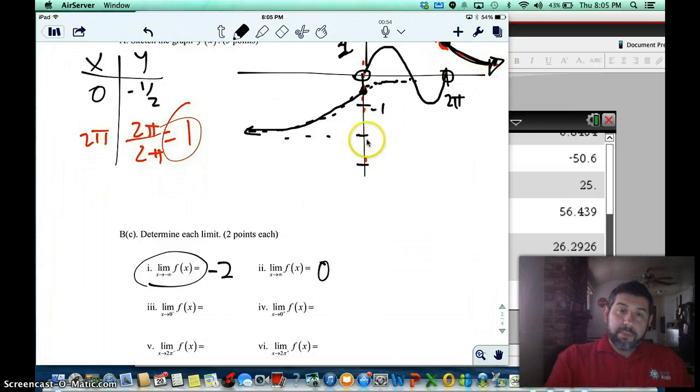The limit as x approaches 0 from the left: as I approach 0 from the left, I'm going to get to -1/2. As I approach 0 from the right, I'm coming from this side, I'm going to get to 0. As I approach 2 pi from the left, I'm going to go to 0. And as I approach 2 pi from the right, it goes to 1.